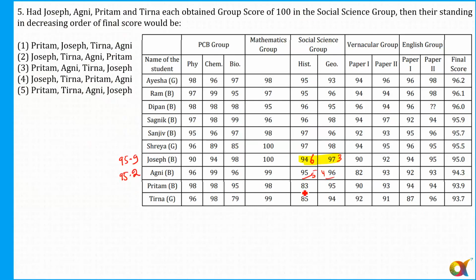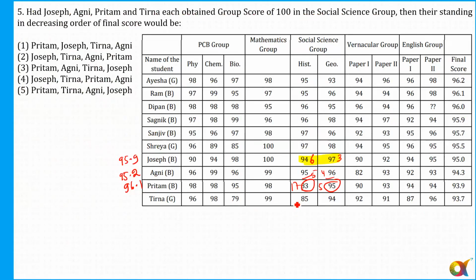Now, let's talk about Pritam. 83 and 95. So 83 means a change of 17, and 5. 17 plus 5 is equal to 22, and 22 by 10 is equal to 2.2. So 93.9 plus 2.2: 93.9, 94.9, 95.9 and plus 0.2. That means 96.1. So for Pritam, the new final score will be 96.1. And then it is Tirna. So for Tirna, I can say 85 means 15.